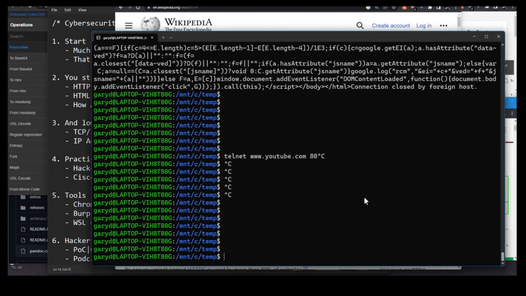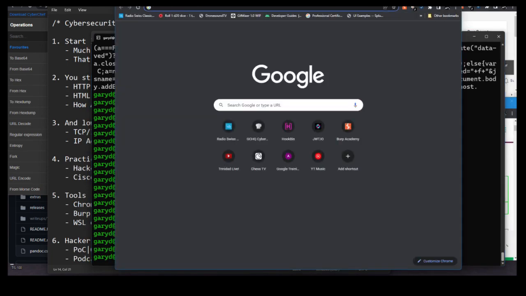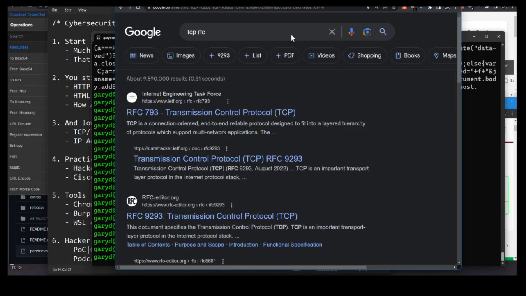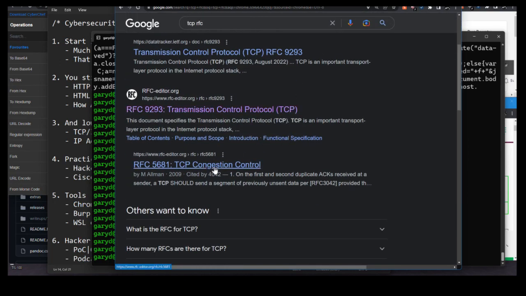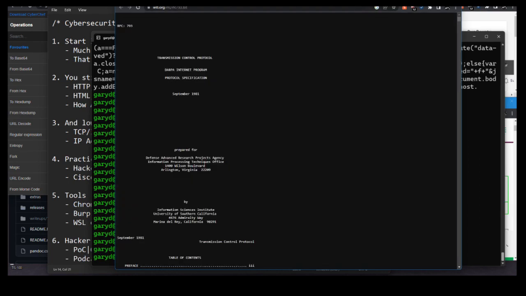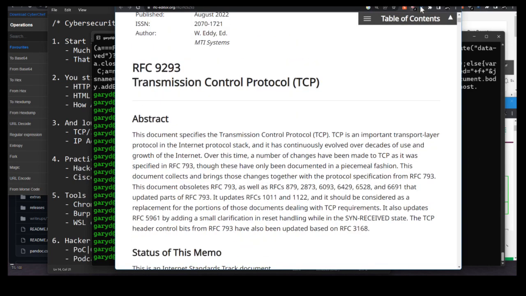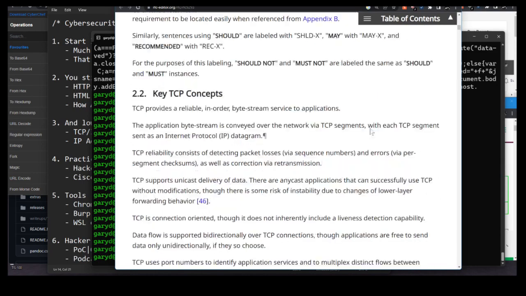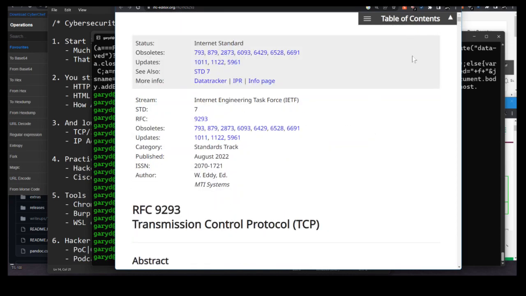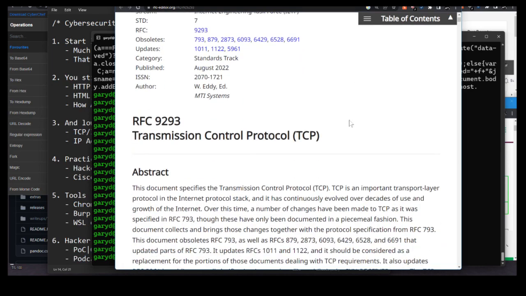What's the best way for me to demonstrate this? What does it mean that they connected to each other? Well, meet my little friend TCP. RFC 793, is that the good one to look at? 5681, that's congestion control specifically. Oh, that's really lovely. Will this do? All right, this will do. So RFC 9293, one of the suite of RFCs that defined TCP, which is the Transmission Control Protocol.